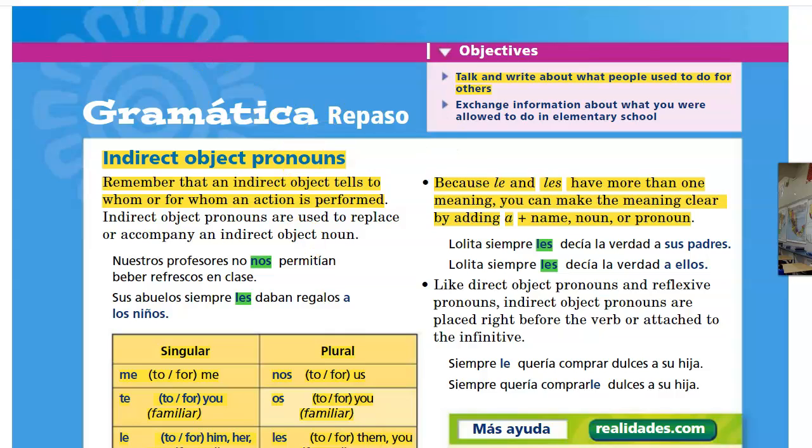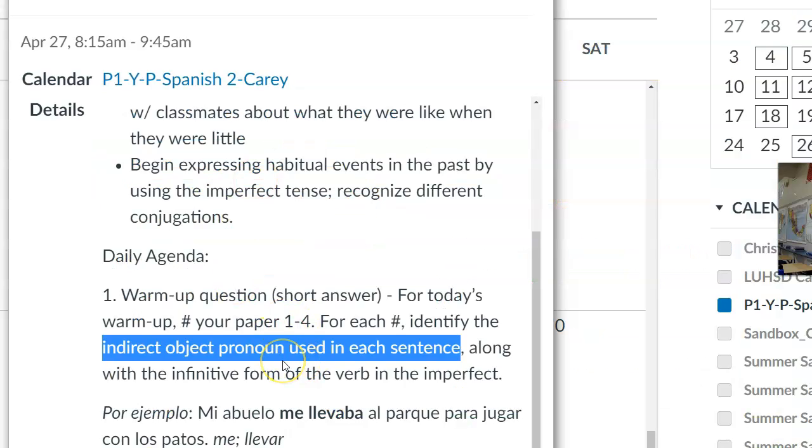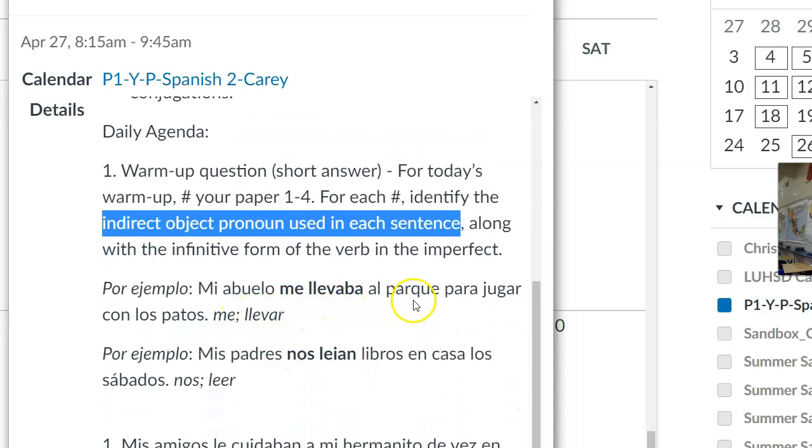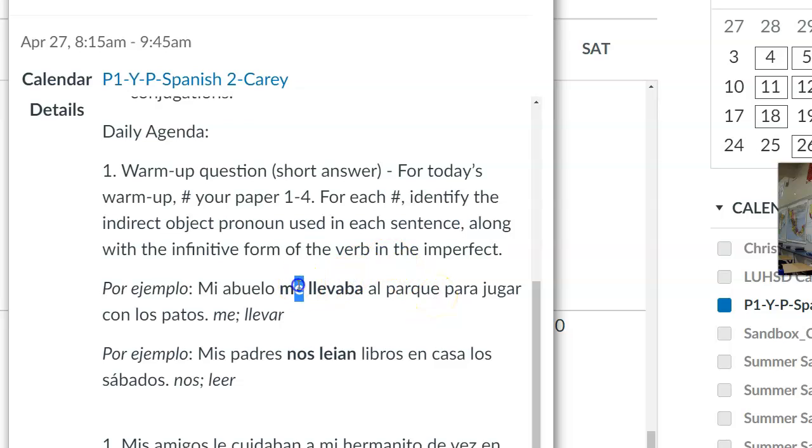So using those notes, identify which indirect object pronoun is being used, and then also identify the infinitive of the verb that's being used in the imperfect. So for example, mi abuelo me llevaba al parque para jugar con los patos. My grandfather used to take who to the park? Used to take me to the park.